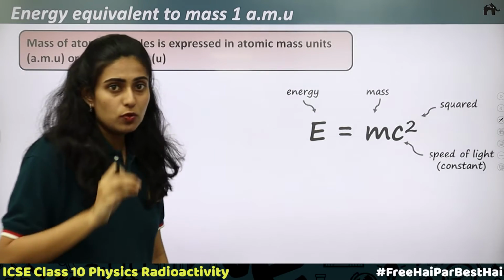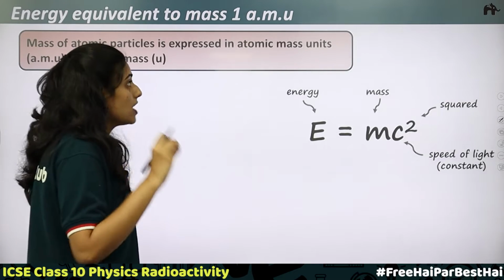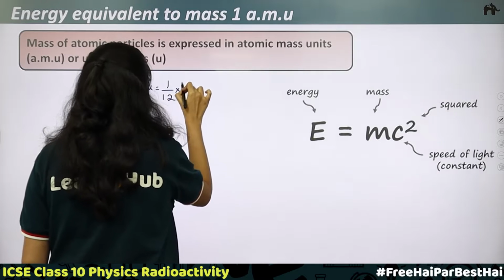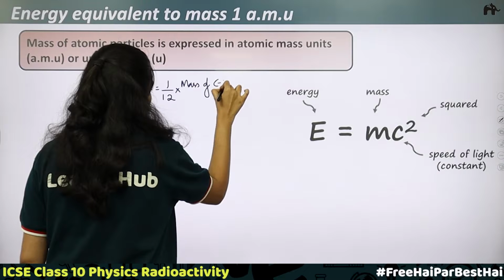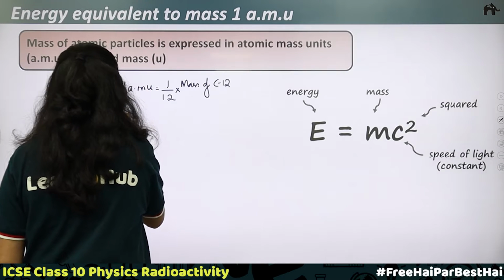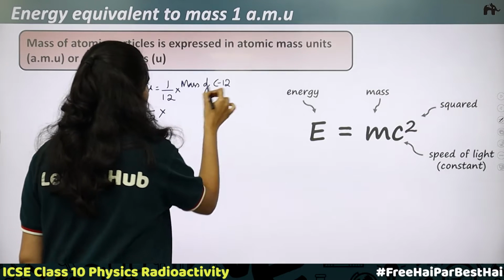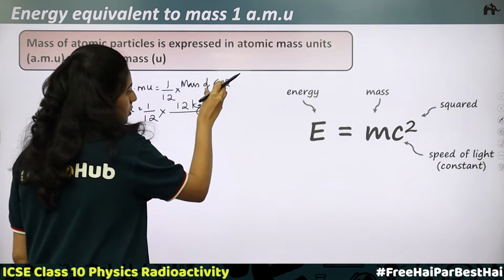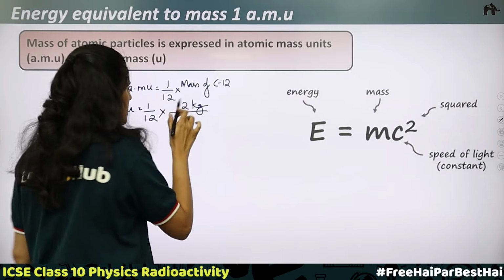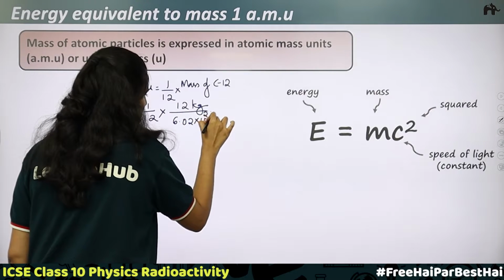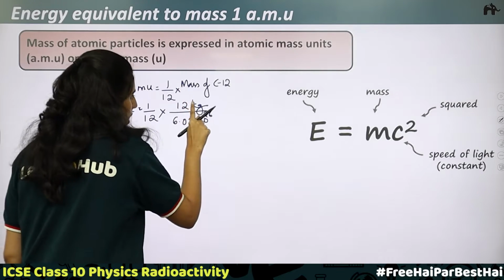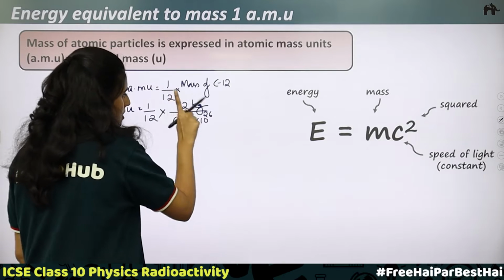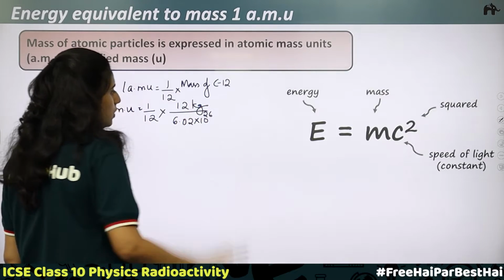And what is a.m.u? 1 a.m.u is equal to 1 by 12 the mass of an atom of carbon 12. So, 1 a.m.u is equal to 1 by 12 into mass of carbon 12, which is 12 kilogram. If you take 12 kilograms of carbon 12, you will be having inside that 6.02 into 10 raised to 26 atoms per kilogram mole. So, for one atom's mass, you have to divide 12 kilogram by 6.02 into 10 raised to 26.